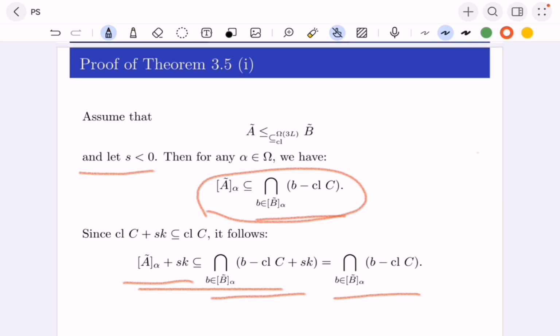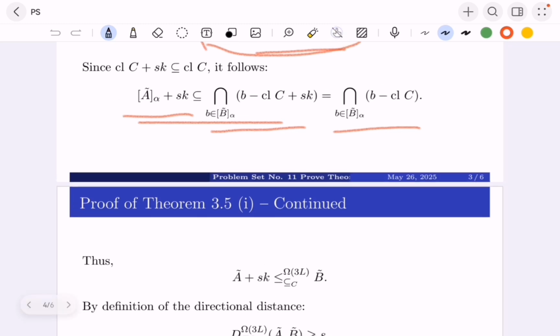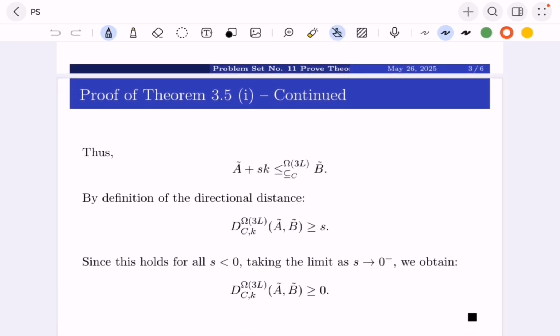And because cones are closed and convex, this operation still keeps us within the same structure. Now, since the closure of C plus SK is a subset of the closure of C, and we have this one, thus even after the shift we still have this one. So that is, the shifted version of the fuzzy set A is still less than or equal to the fuzzy set B under the cone order.